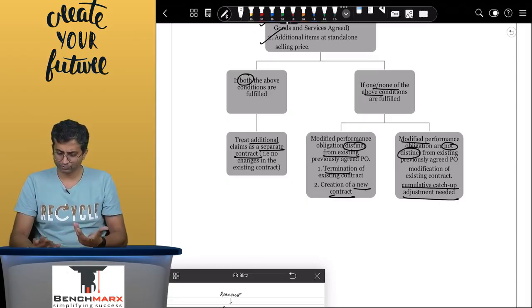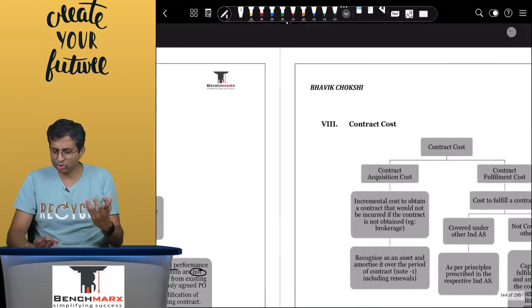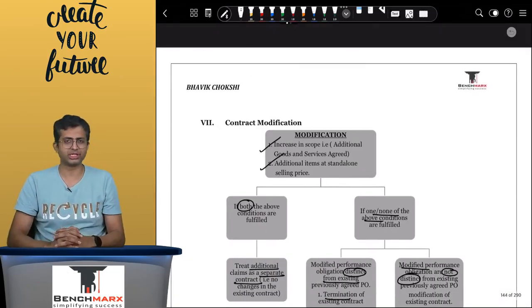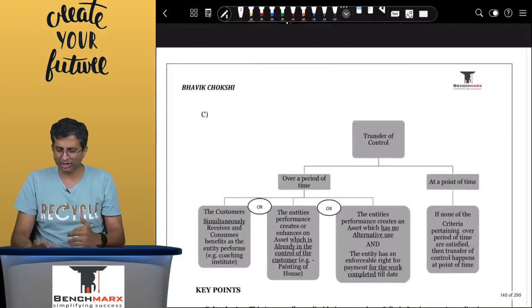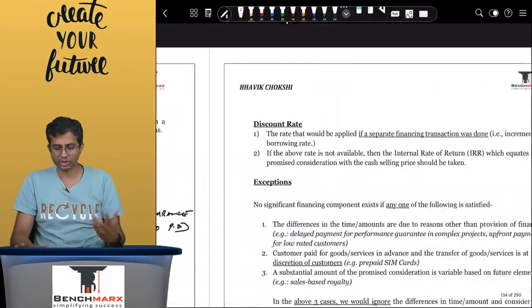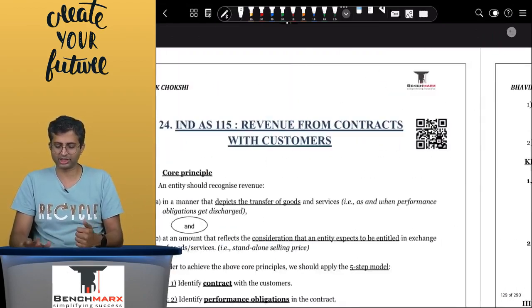So this tries to cover concepts for Ind AS 115, a fairly tricky standard, but I think you have at least a good overview to start studying this standard in a bit of detail.